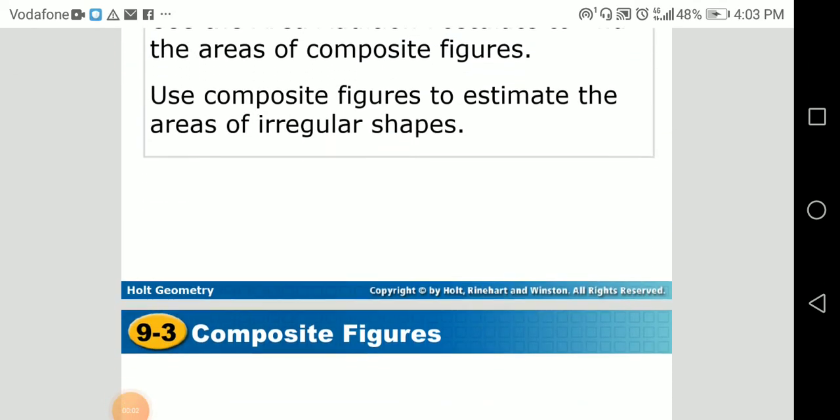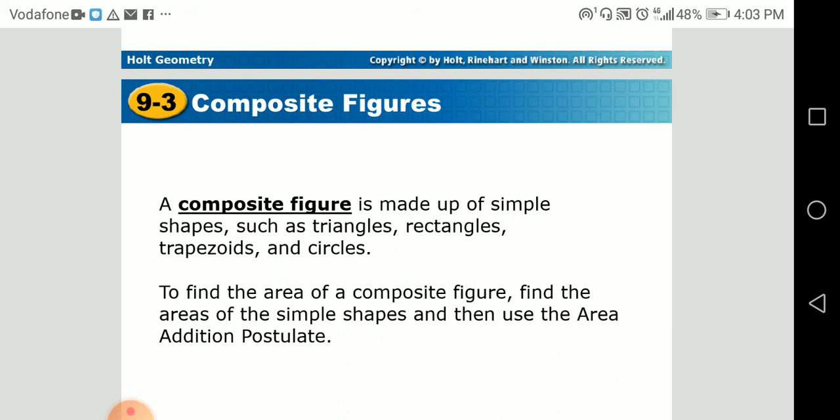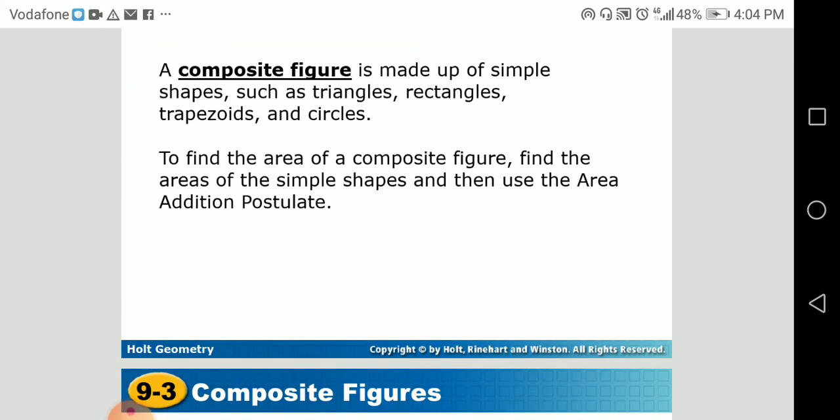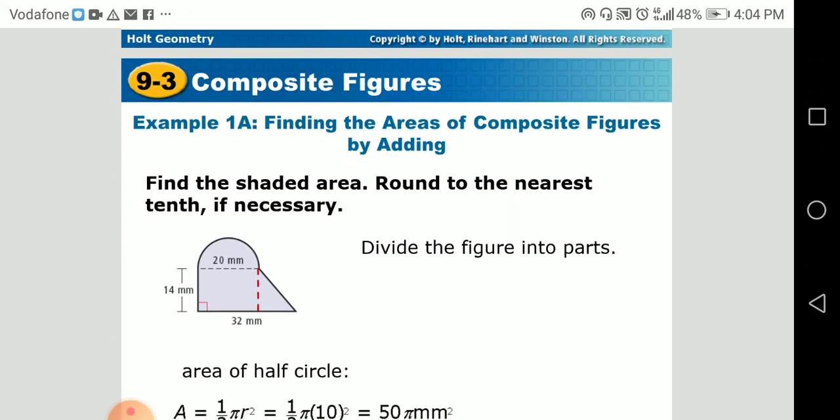Today we're going to talk about a new lesson. It's about composite figures. So let's start. A composite figure is made of simple shapes such as triangles, rectangles, trapezoids, and circles. To find the area of the composite figure, find the area of the simple shapes, then use the area addition postulate.